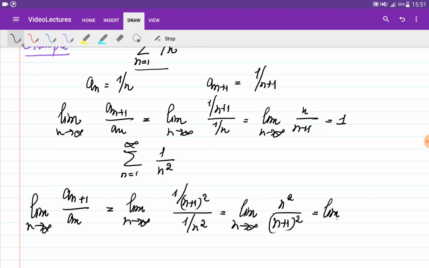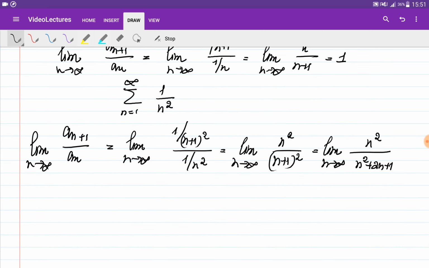So we can open up the brackets in the denominator. It's going to be n^2 + 2n + 1, and in the numerator we have n^2. If we divide everything by n^2, we again have 1. So actually for all series of the form 1 over n^p, n from 1 to infinity, the ratio test is inconclusive.